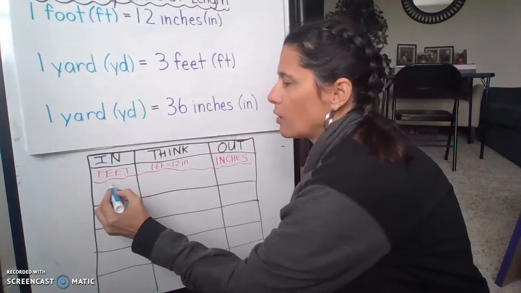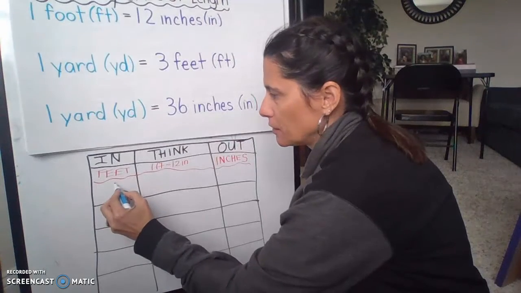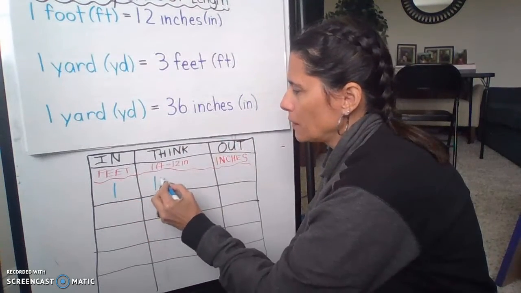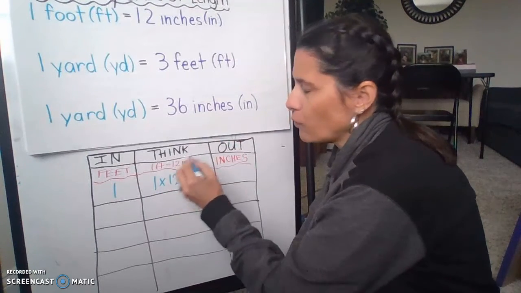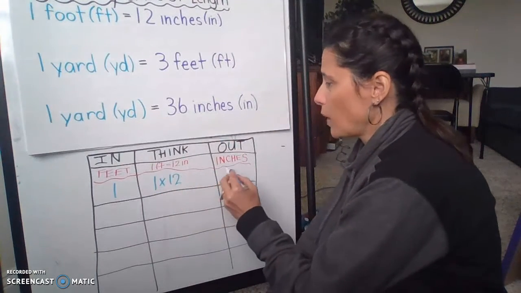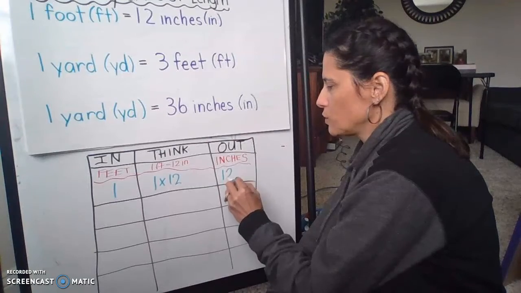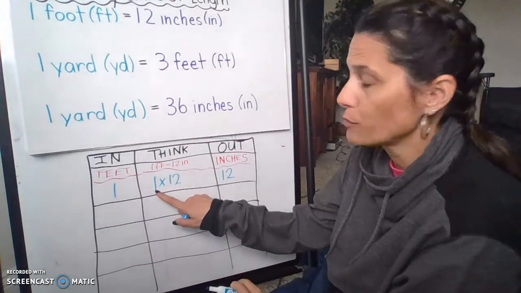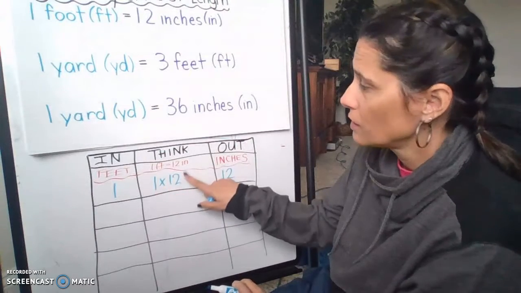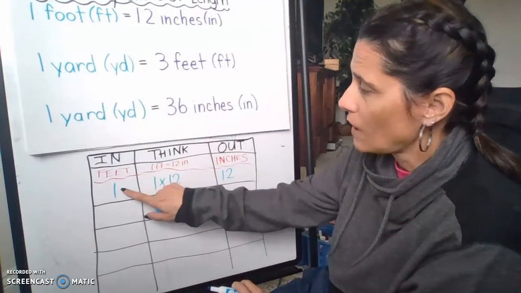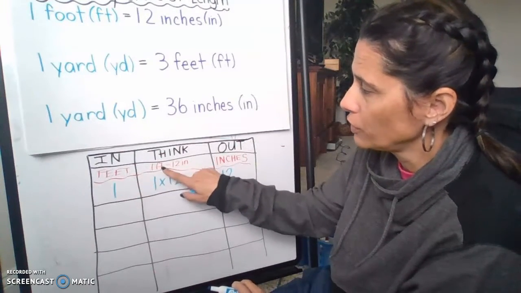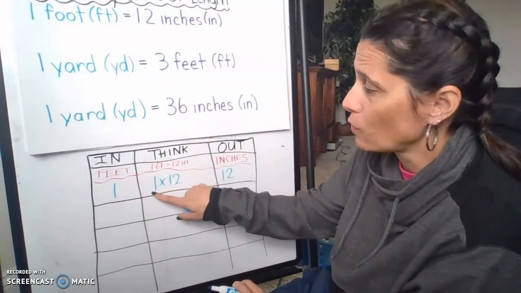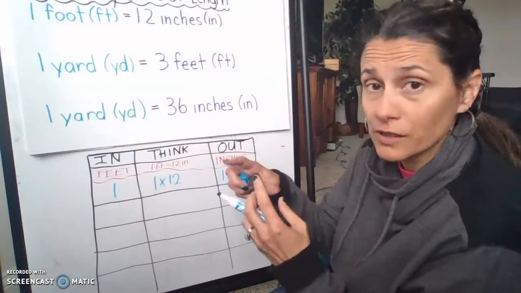So we have 1 foot. I think, okay, 1 times 12, because I only have one group of 12. And so 1 times 12 is 12. So 1 foot equals 12 inches. So this is my groups of. This is my group of. This is how many inches it is. So I have one group, 1 foot, and then we know it's 12. So that's why it's times. So 1 group of 12, because a foot is 12.